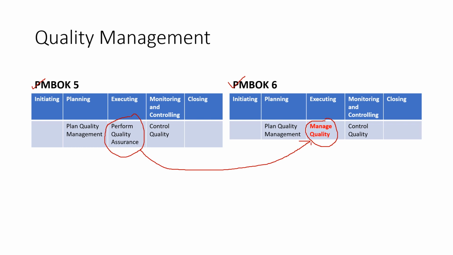I hope you can see that. We have highlighted it in red, and I'm just making use of my mouse and creating certain pathetic drawings here. So excuse me for that. So manage quality under executing is the process, was earlier known as perform quality assurance. It is now known as manage quality. Let's move on.